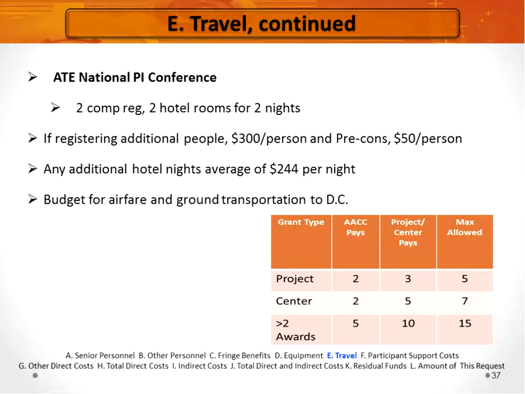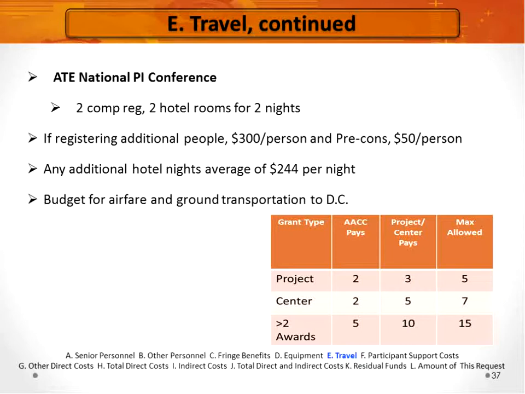So it's a good idea to consider including funds for at least 2 team members to attend the annual ATE PI conference. So if you're applying for an ATE grant in October 2014 and it's funded, you would be expected to attend the 2015 ATE conference.